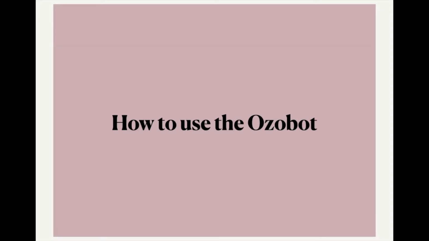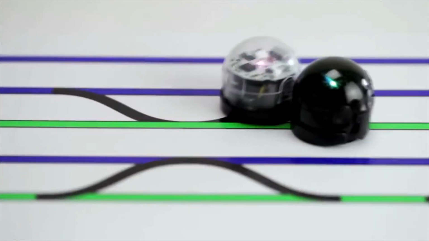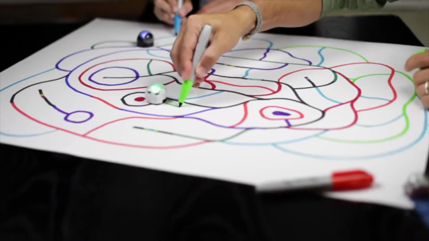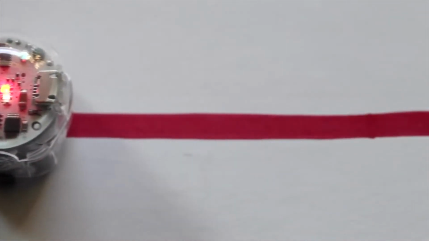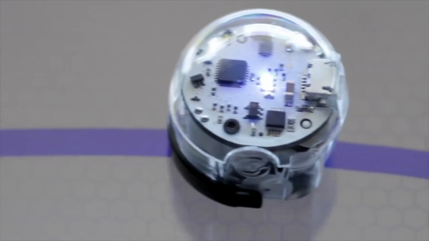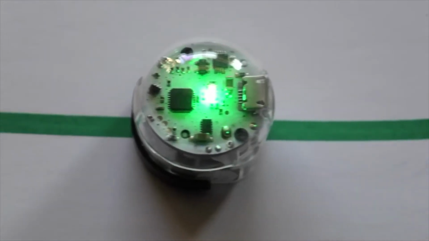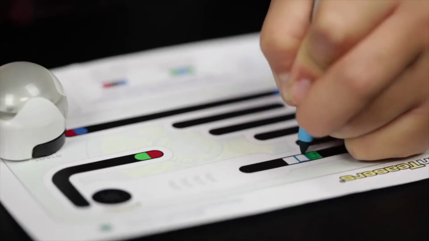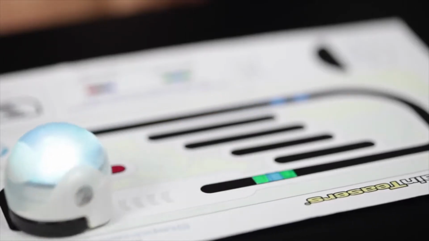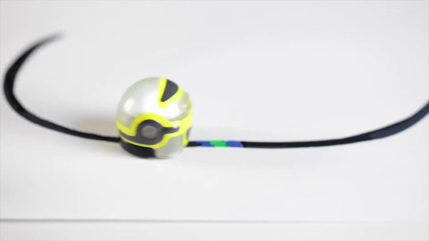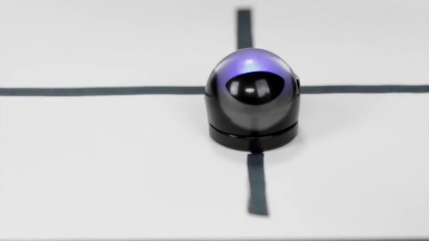How to use the OzoBot. Using its sensors, the OzoBot follows lines drawn by coloured markers. OzoBot also has an app for Apple or Android in which students can use their coding skills to make the OzoBot move on the screen. The OzoBot can read colours and displays this by showing that colour through an LED. When colours are put into a sequence or algorithm, the OzoBot completes different actions. This can make the OzoBot go slow, fast, spin around, and even do a U-turn.